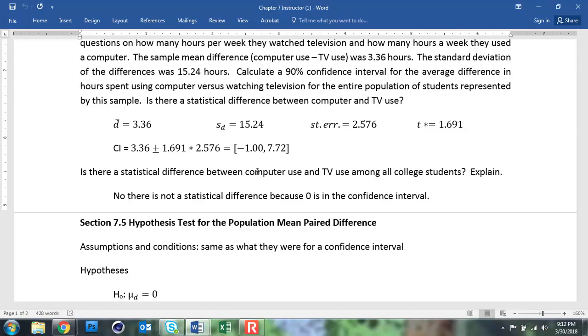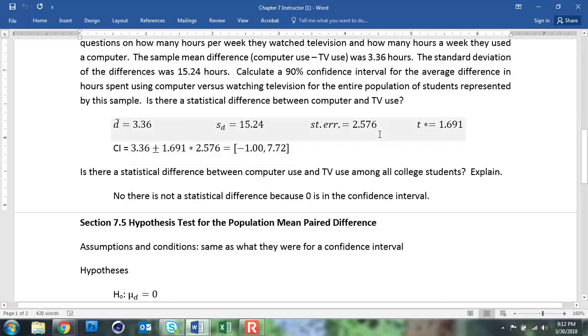Now something that I don't ask you here, but something I could ask you, is for you to interpret this confidence interval: I'm blank confident that blank is between blank and blank. So I'm 90% confident that the difference between computer use and TV use among all college students is between negative 1 and positive 7.72, or I'm 90% confident that mu sub d is between negative 1 and 7.72.